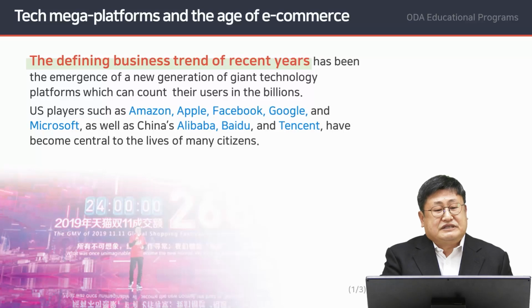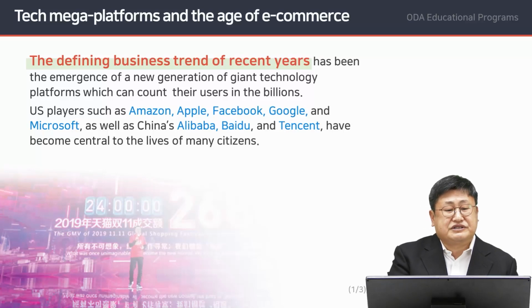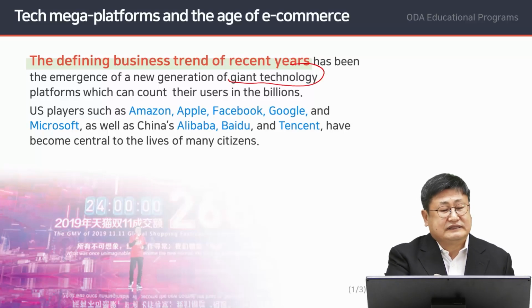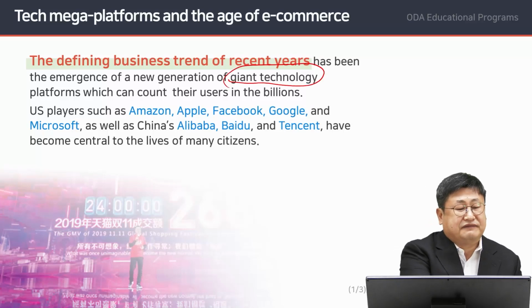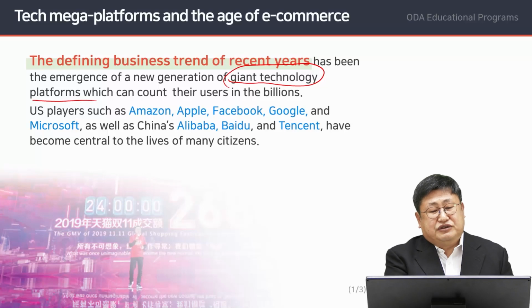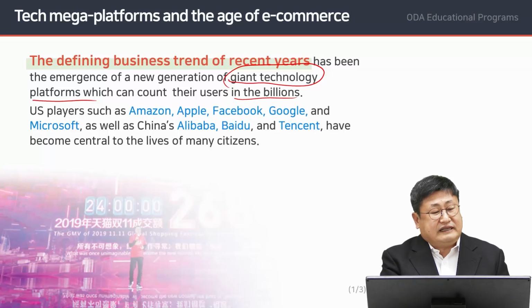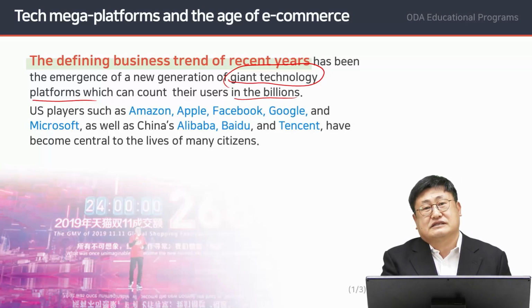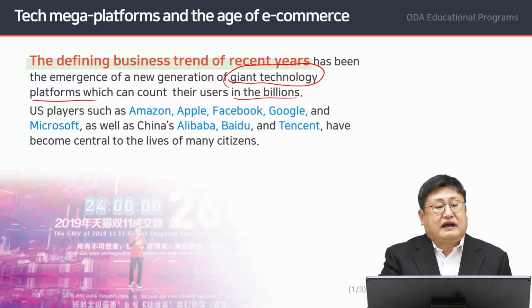That's why the defining business trend of recent years has been the emergence of a new generation of giant technology platforms. You can count their users in the billions of people, right? US players such as Amazon, Apple, Facebook, Google, and Microsoft, as well as China's Alibaba, Baidu, and Tencent, have become central to the lives of many citizens. So tech mega platforms consume everything.